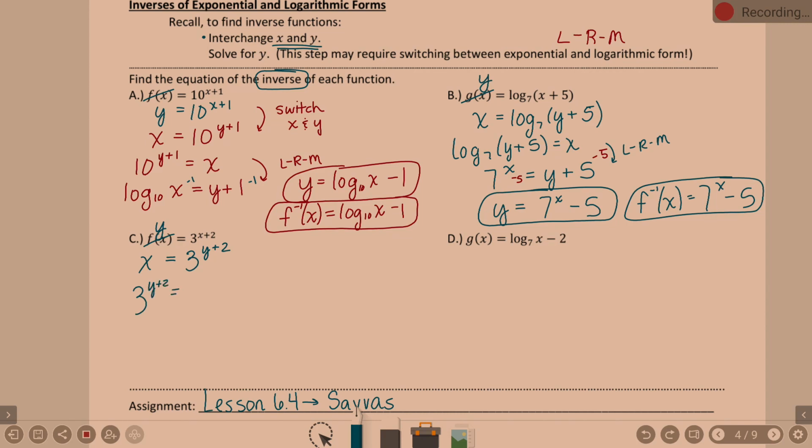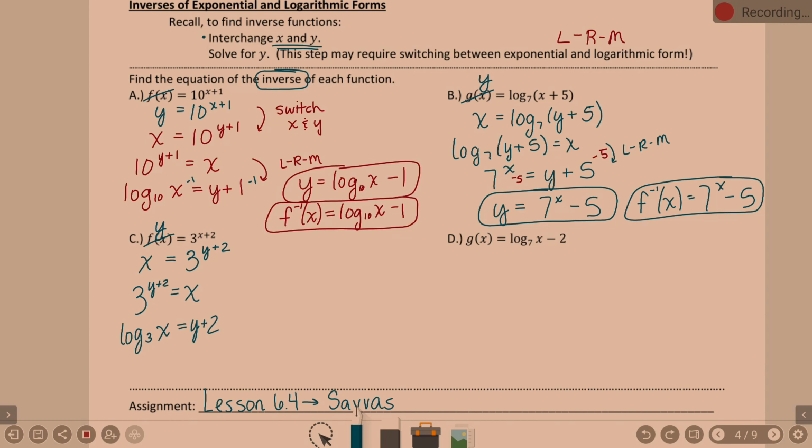Anytime I am going to do the left, right, middle, I'm going to put that base on the left, whether it's the log base or exponent base. So, left, right, middle. The base 3 of the exponent now becomes the base of the log. So 3 on the left, x on the right, so log base 3 of x is going to be equal to the y plus 2 from the middle. Keep the 3 as a base, flip your y plus 2 and x.